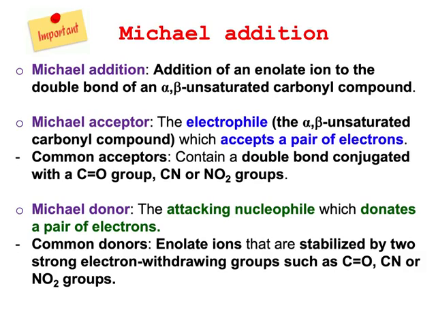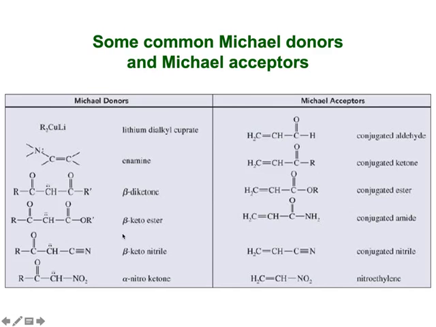Okay, for Michael addition, it is the addition of an enol anion to the double bond of an alpha beta unsaturated carbonyl compound. Okay, so this one is the Michael acceptor, an electrophile which accepts a pair of electrons. Michael donor is the nucleophile which donates a pair of electrons. Okay, look at this one. This one is the Michael donor, and this is the Michael acceptor.